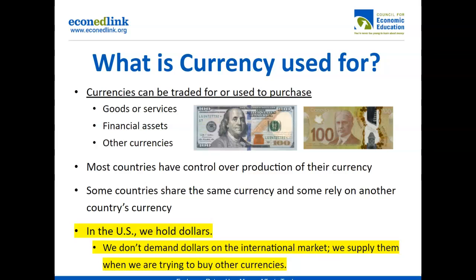In the US, we hold what we call dollars. Canadians also call their currency dollars. However, Japan has the yen, China has the yuan, most of Europe has the euro, with the exception of a few European countries. So we don't demand dollars on the international market. We supply them when we are trying to buy other currencies.